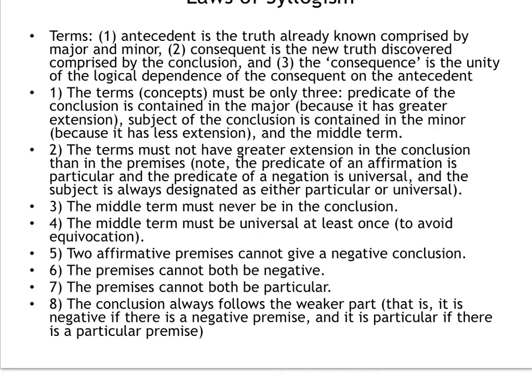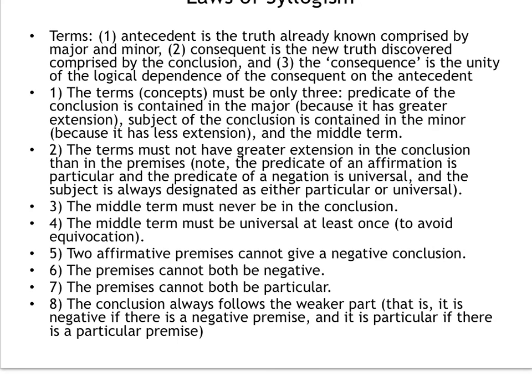Also, the middle term has to be a universal. It can't be a particular thing, at least in both cases. It's got to be universal at least once in order to join two judgments together, because something has to include many things before it can join two judgments together. Then you have: two affirmative premises cannot give a negative. So if I say all dogs are animals, all animals are furry, you can't say some dogs are not furry. There's no negation in the premises, so you can't introduce the negation into the conclusion.